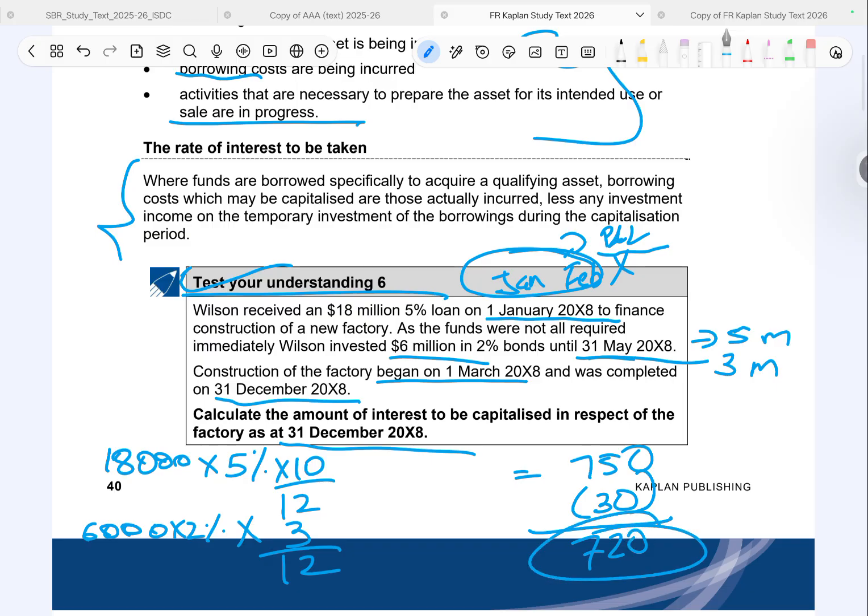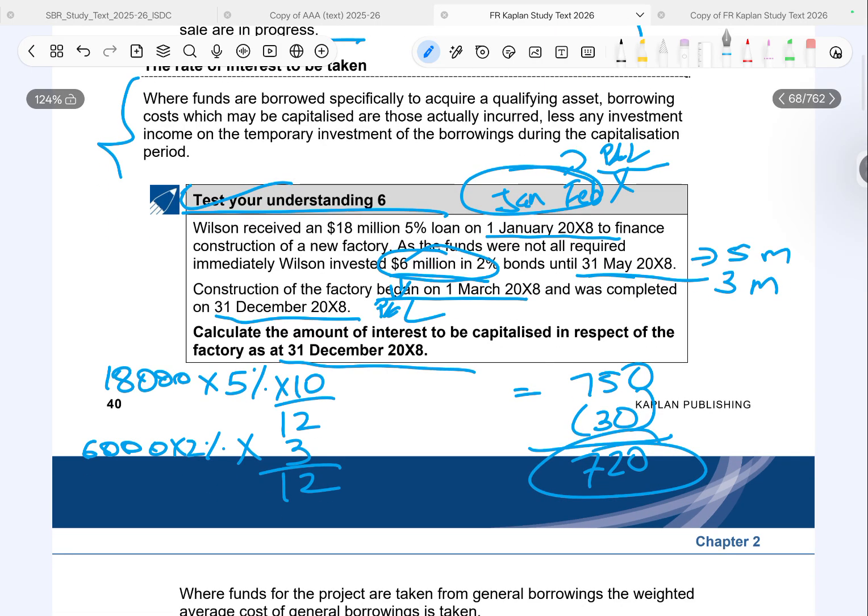Over here the interest cost which we are going to pay on the 18 million loan for Jan and Feb, because we are not making any active contribution, needs to go into the profit and loss statement. And the earnings on our investment for Jan and Feb also need to go into the profit and loss statement. So this was a fairly easy sum.